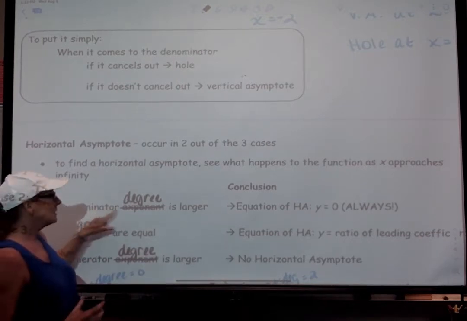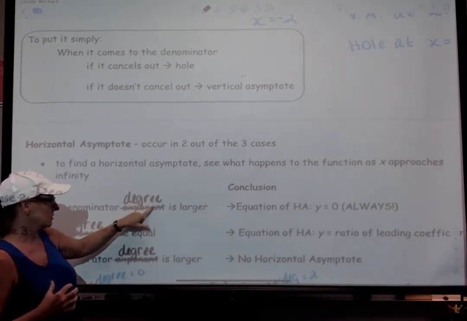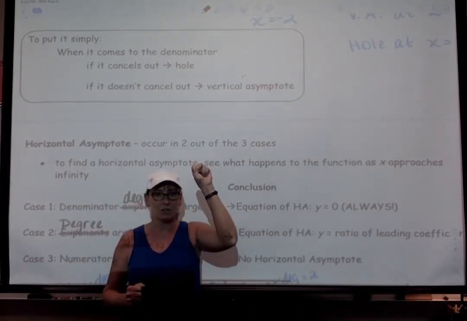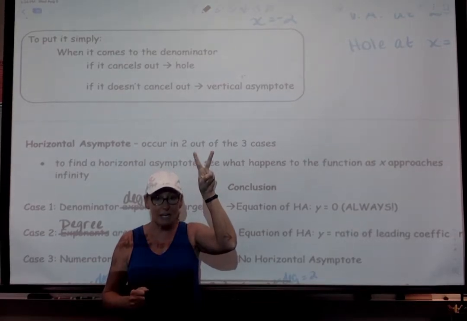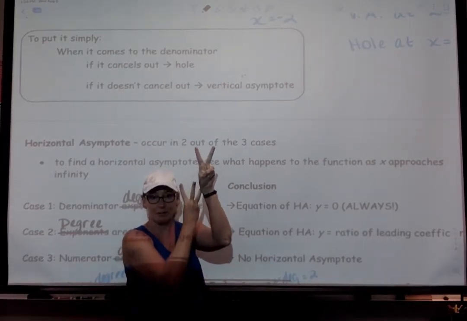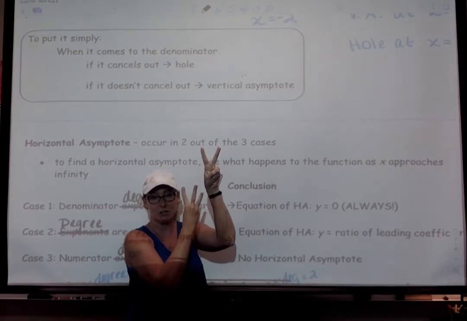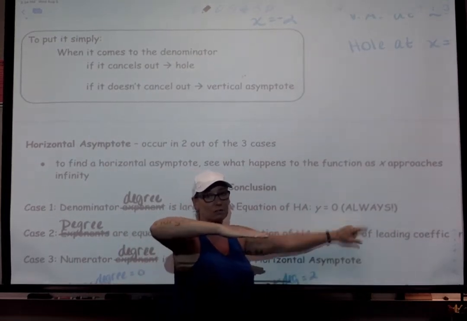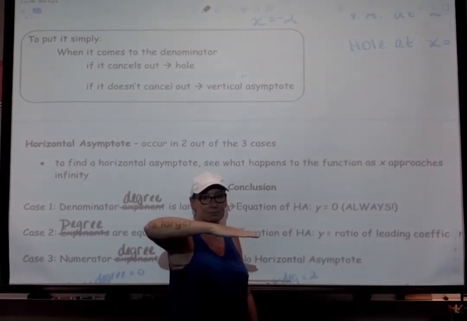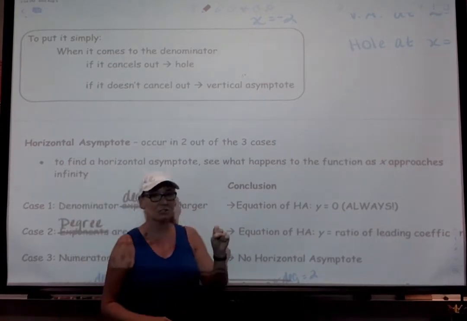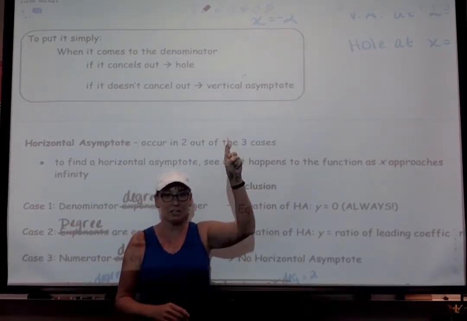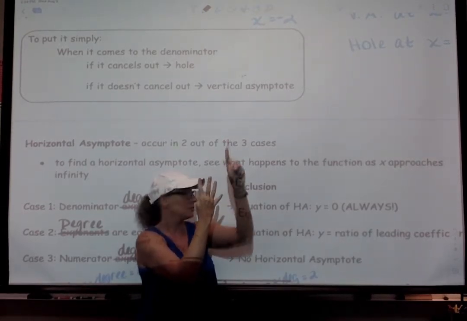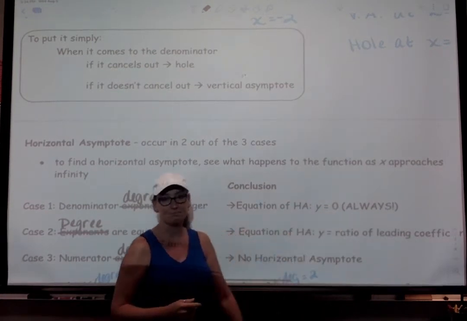If your denominator degree is larger, let's say you've got a quadratic over a cubic. Your denominator degree is larger. You're going to have a horizontal asymptote at y equals 0. If your denominator degree is larger, let's say you have a linear over a quartic. Your denominator degree is larger. You're going to have a horizontal asymptote at y equals 0.